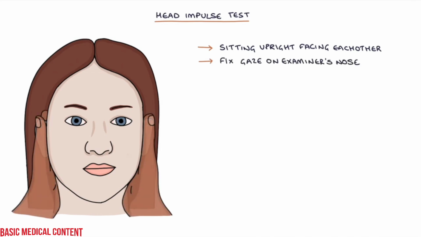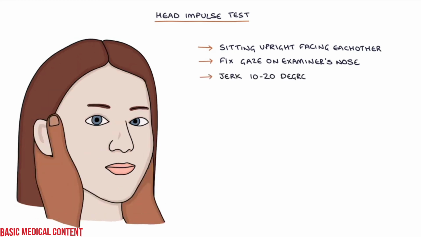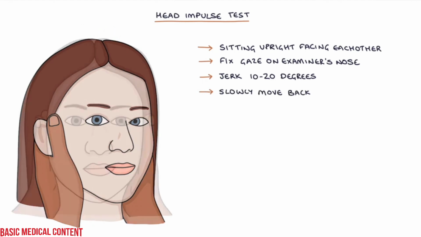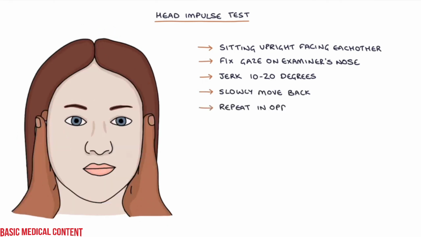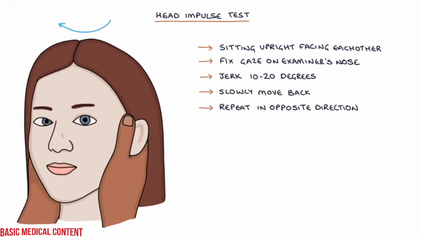Then the examiner holds the patient's head and rapidly jerks it 10 to 20 degrees in one direction, while the patient continues looking at the examiner's nose. The head is slowly moved back to the center before repeating the jerk in the opposite direction, again 10 to 20 degrees. It's important to ensure the patient has no neck pain or pathology in the neck before performing the test.